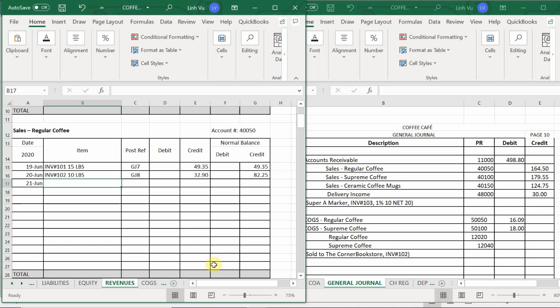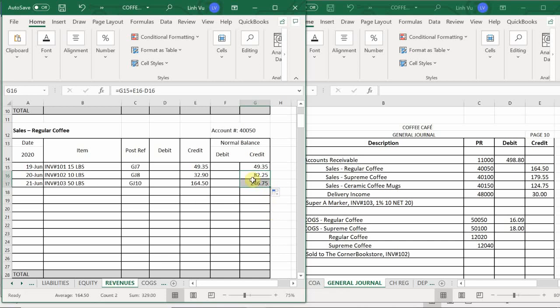Invoice 103, 50 pounds. Milk, Journal 10. And then we're gonna credit for 164.50. Good. 197.40 is what I got total.